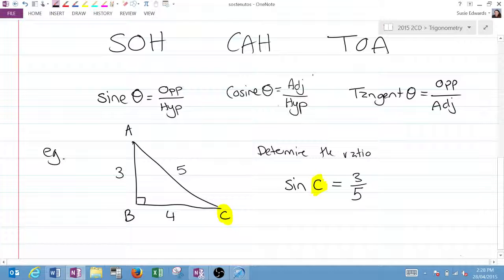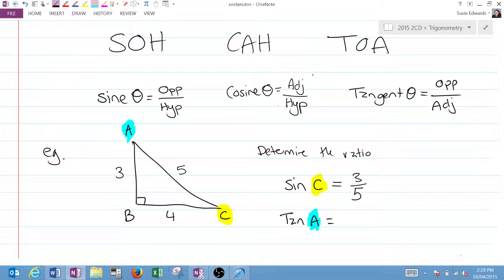What if I said tan A? So what's the reference angle we're going to look at this time? We're going to look at A. So what's opposite to A? 4. And what's adjacent to A? 3. And that's what that ratio is. Can everyone answer that? Everyone get that? All right. That's often in a non-calculator section for trig, because there's not heaps we can put in a non-calculator section. All right?